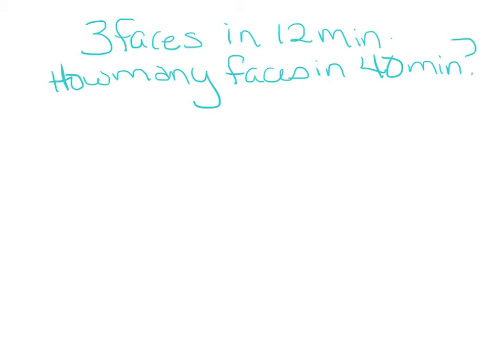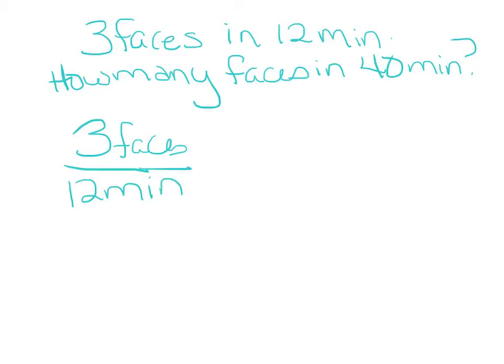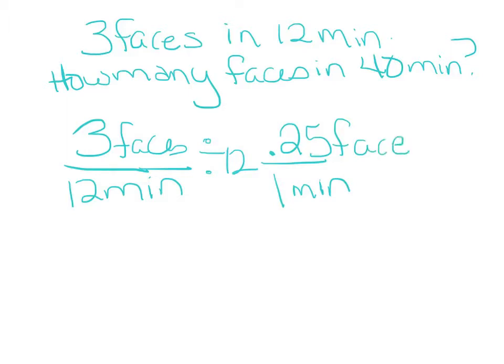How do we solve that? Well, we need to get a unit rate. So first we're going to do 3 faces to 12 minutes. We're going to divide by 12, that's the denominator, to get our unit rate, which will be 1 minute. In each minute, she's going to paint 0.25 faces. Now that seems weird, right? She's going to paint 1/4 of a face. Well, that's kind of a weird unit rate, but that's the truth.